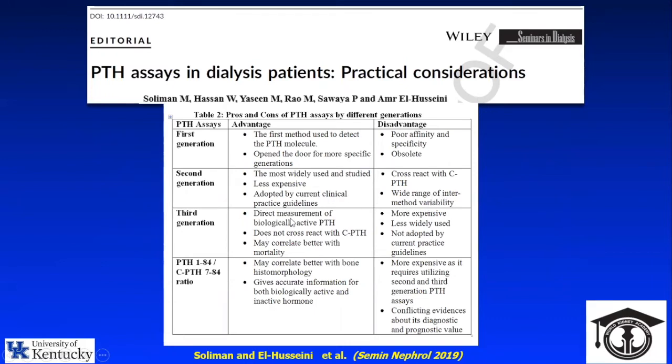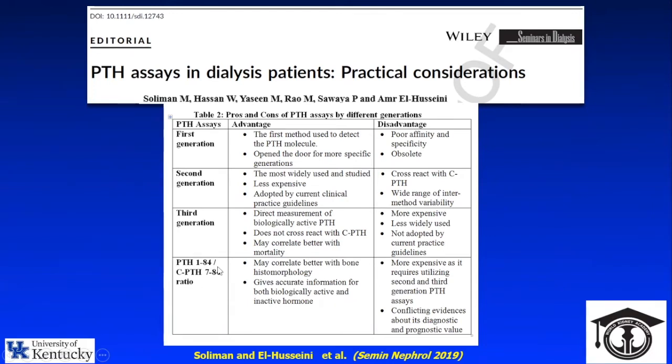The third generation directly measures the biologically active BTH. It does not cross-react with the C-terminal BTH. It may correlate better with survival, okay? But it's expensive, it's less widely used, and still not adopted by our guidelines and organizations.